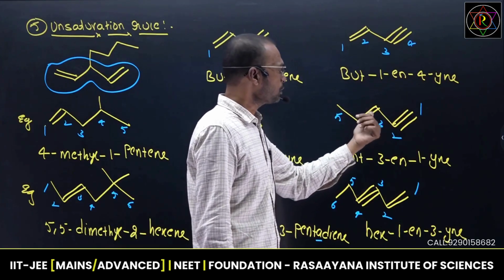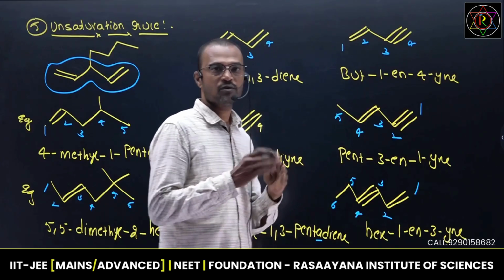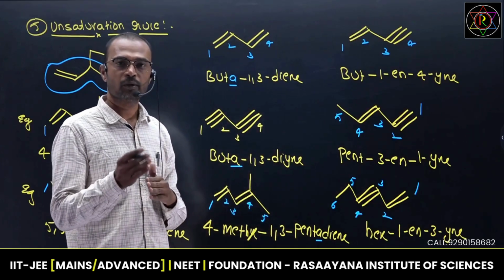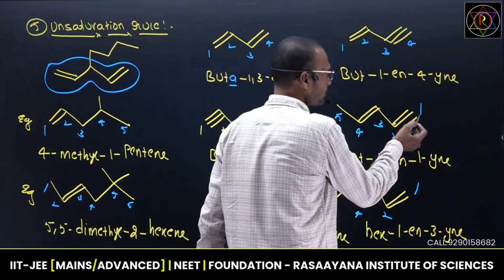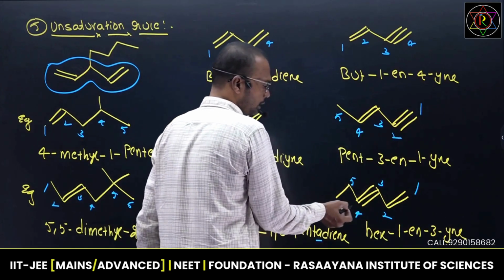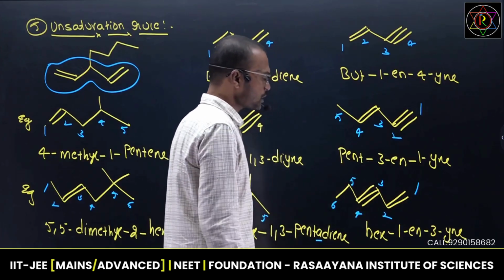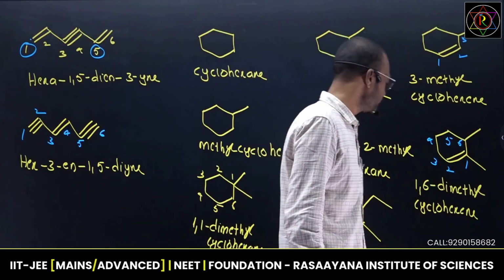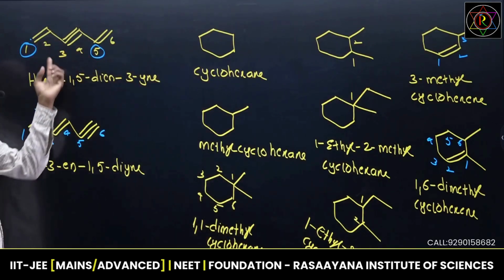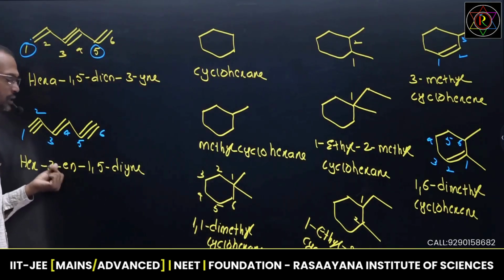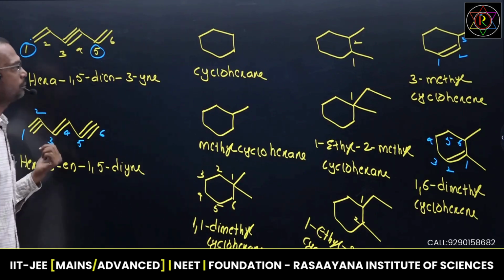Suppose double bond and triple bond are both present, whichever is terminal, we need to give numbering from that terminal unsaturated functional group only. Here the triple bond is terminal, so starting from the triple bond. Here the double bond is terminal, I am starting with the double bond. Now here also the same. So multiple unsaturated skeletons are given, I selected based on the priority rules.